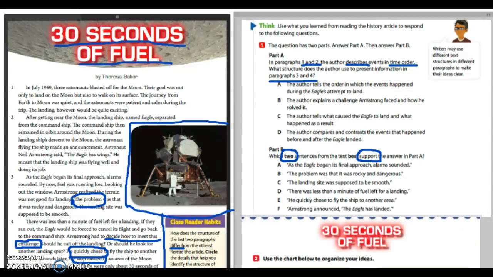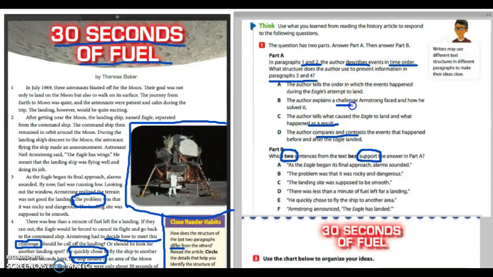A. The author tells the order in which events happened during the eagle's attempt to land. B. The author explains a challenge Armstrong faced and how he solved it. C. The author tells what caused the eagles to land and what happened as a result. And D. The author compares and contrasts events that happened before and after the eagle landed.